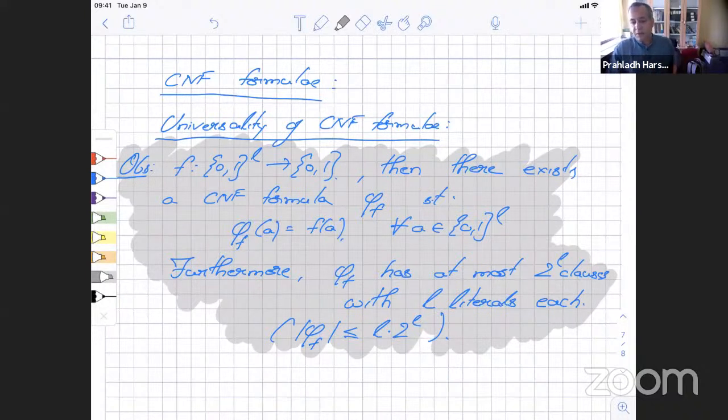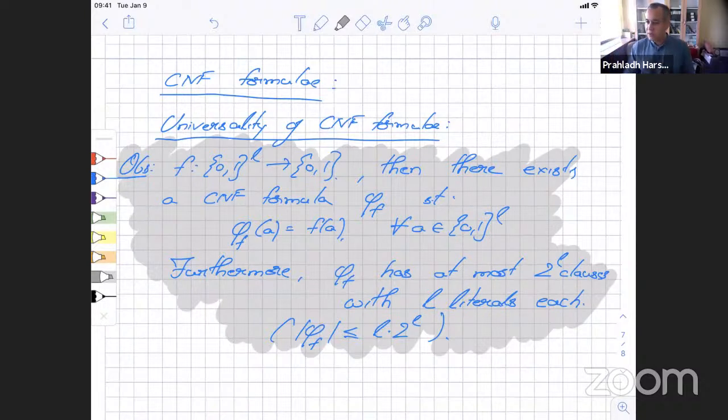Check whether it sets the formula to 1 or 0. If it sets the formula to 0, you pick up that unique clause which is violated exactly when it is this particular assignment. A clause is an OR of several variables, so if you use exactly the negations, that clause is violated exactly on this particular assignment. So for every zero of the function f, you add a clause.